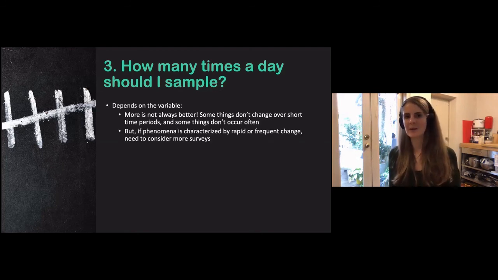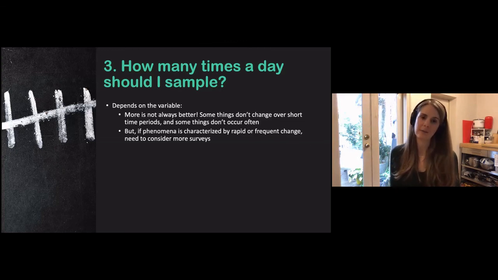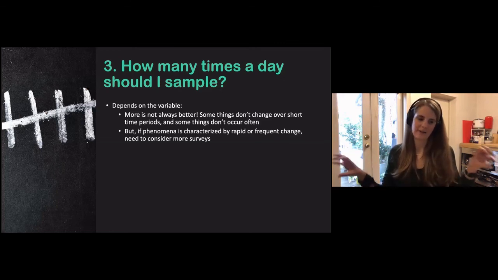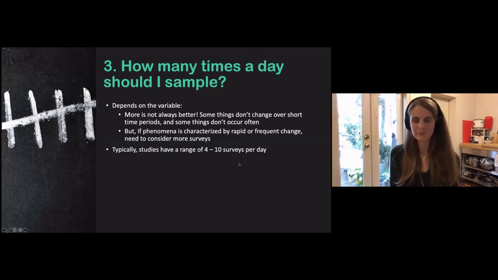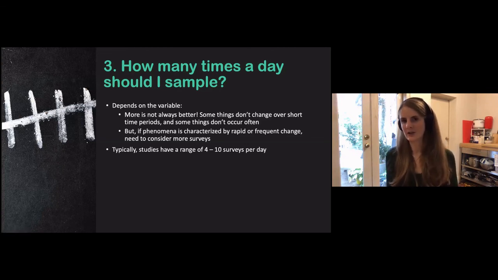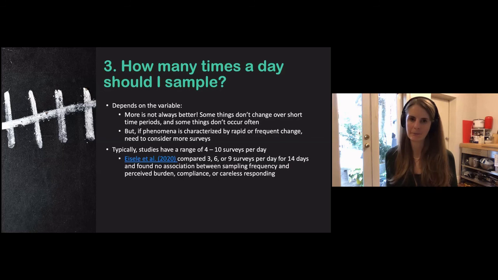But if you're studying a phenomenon that's characterized by rapid or frequent change, you do need to consider having more surveys. Otherwise, you might miss changes. And if you have surveys that are quite far apart, a whole bunch of stuff might have happened in the middle that you won't capture. And that's a shame for your data. So the typical study will have between 4 and 10 surveys per day, with the exception of something like a diary method, which is usually focused on 1 per day.